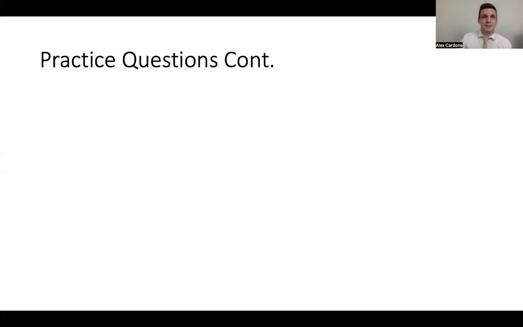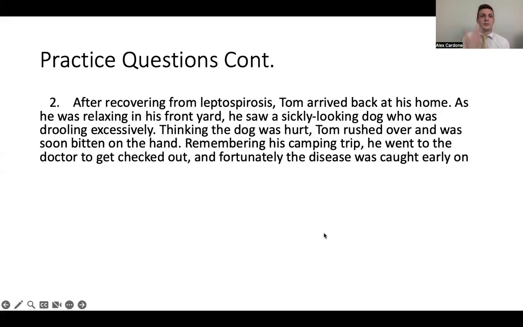Okay, next one. Number 2: after recovering from leptospirosis, Tom arrived back at his home. As he was relaxing in his front yard, he saw a sickly-looking dog who was drooling excessively. Thinking the dog was hurt, Tom rushed over and was soon bitten on the hand. Remembering his camping trip, he went to the doctor to get checked out, and fortunately, the disease was caught early on. What do you think is at play?